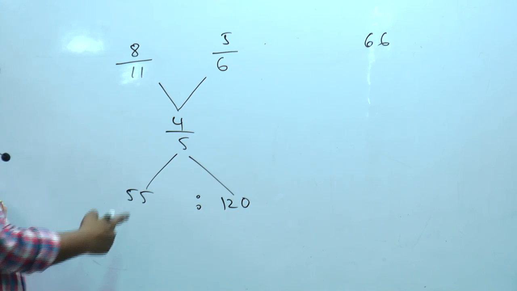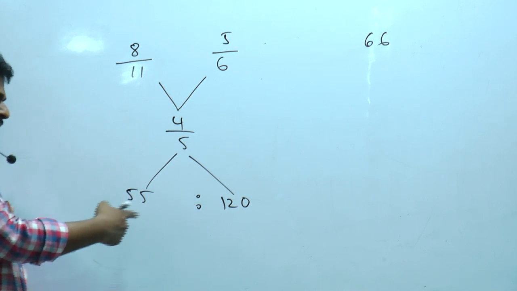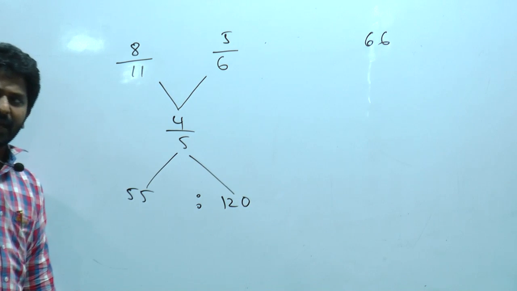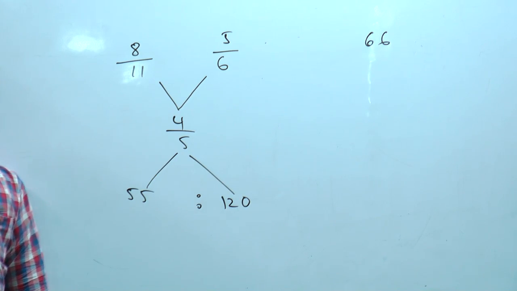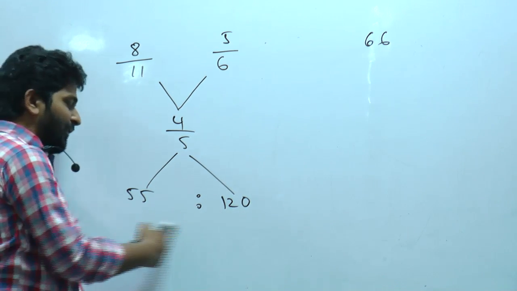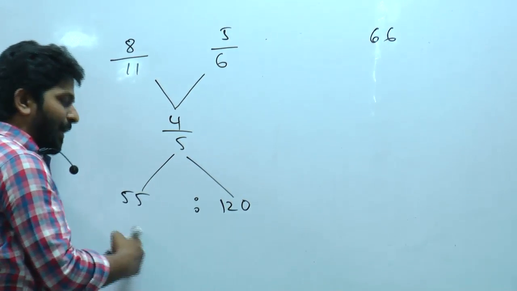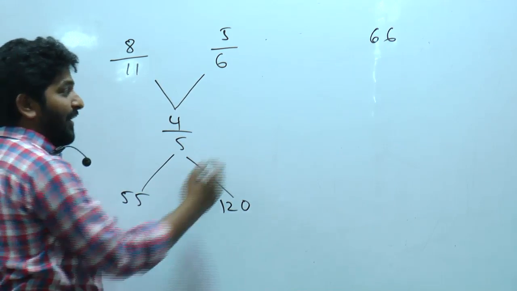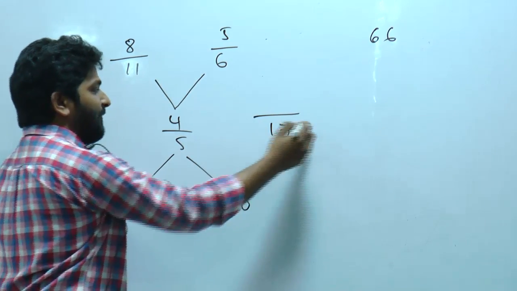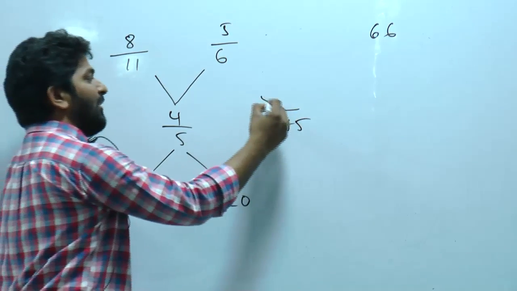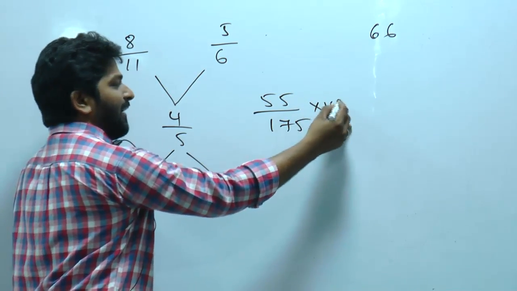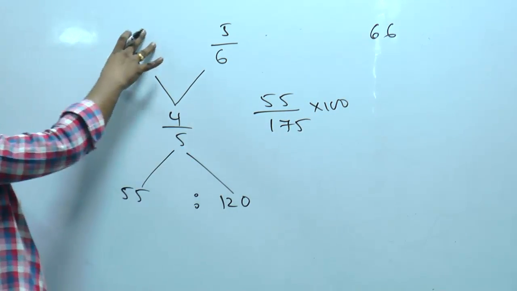Cancellation. 5 cancels with 5, or directly, because you are asked to calculate the percentage of the first container. Total, how much quantity do we have now in terms of number of parts? 175. So out of 175, you are asked to calculate 55 forms what percent, correct? The quantity of the first container, right?